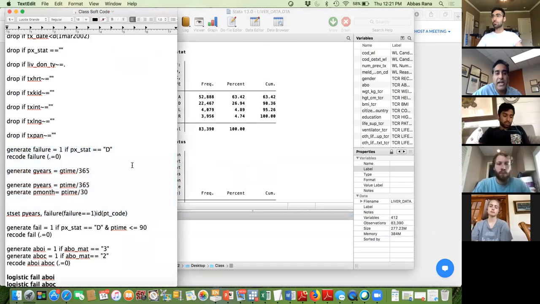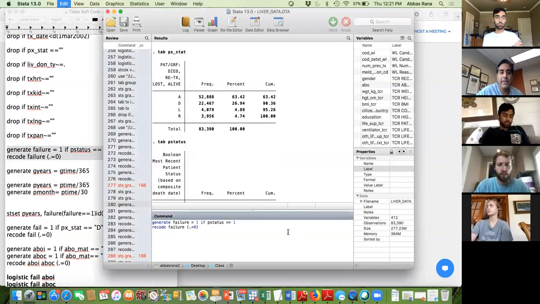So I'm going to change it, actually. This is the first time I'm going to change this to P status. I think in the past, I've used G status before, and G status was always there, but P status wasn't. Okay, so I'm going to generate failure equal to P status equal to 1. Now, P status is death.